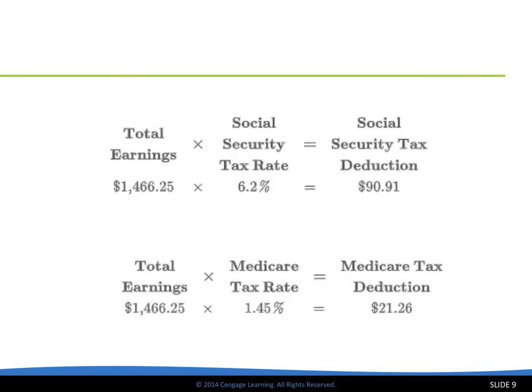Okay, so then to calculate our actual tax deductions, we take our total earnings and multiply it by the Social Security tax rate, which is 6.2%. So we would have to multiply our $1466.25 by 0.062 to calculate our Social Security tax deduction. Same thing with our Medicare tax rate. We would multiply the $1466.25 by 0.0145 to calculate our total Medicare tax deduction.